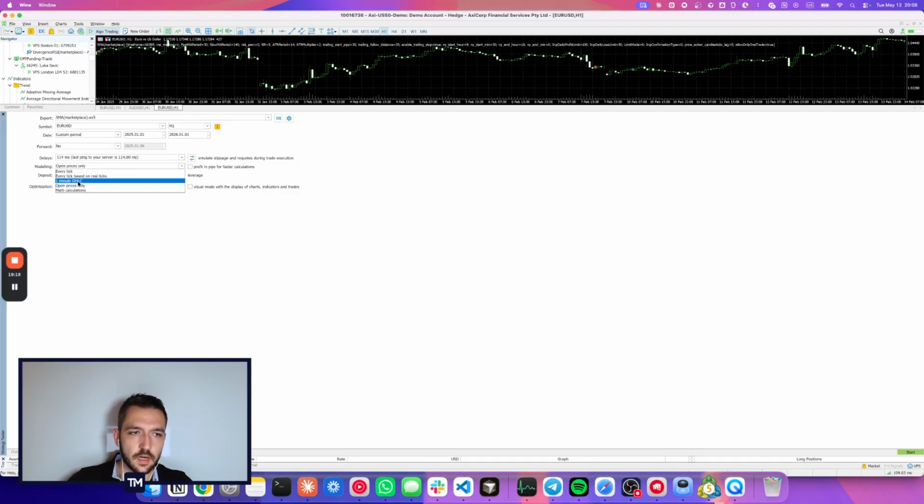The 1 minute open, high, low, close is just 1 minute open, high, low, close, okay? This is very similar to open prices only, just 1 minute. It's just going to give you a bit more info, but not much more than that. And then the ones that I actually use are the every tick and every tick based on real ticks. These two are much heavier and take much more time than the other two, but they are much better. Every tick means that every single change in price is going to be captured by your trading bot.